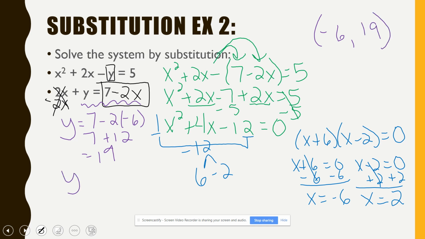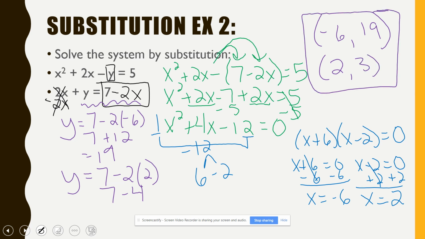Then I'm going to plug in the 2. Y is equal to 7 minus 2 times 2. That's 7 minus 4, which is 3. So my second solution is 2, 3. And these are the solutions that I would put on my paper.